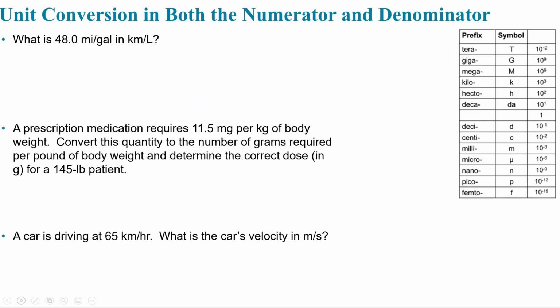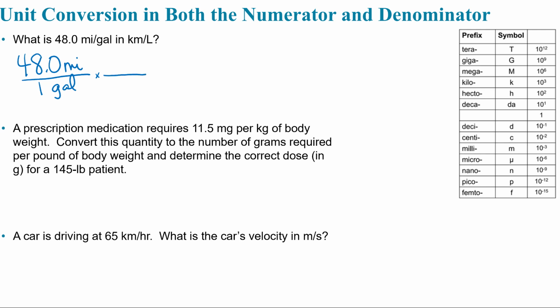All right, unit conversions in both the numerator and the denominator. So these can be a little bit confusing for some students, simply because we've got a fraction starting out. So I have 48 miles per gallon. So that means I have 48 miles over 1 gallon, right? So for every 1 gallon, I could drive 48 miles. So I want that in kilometers per liter.